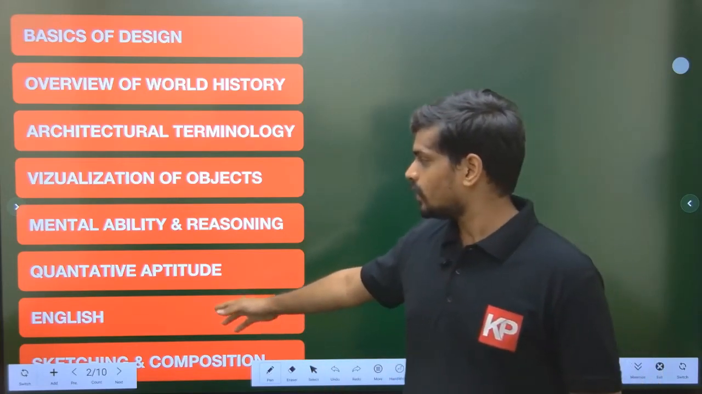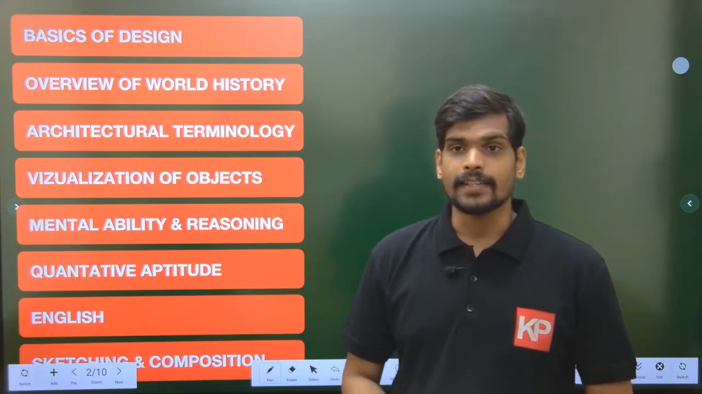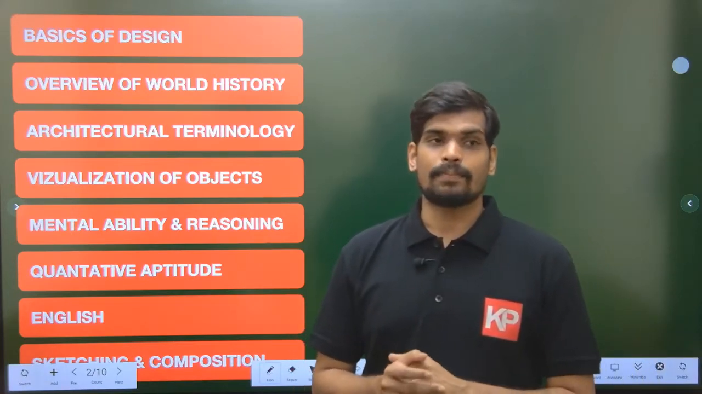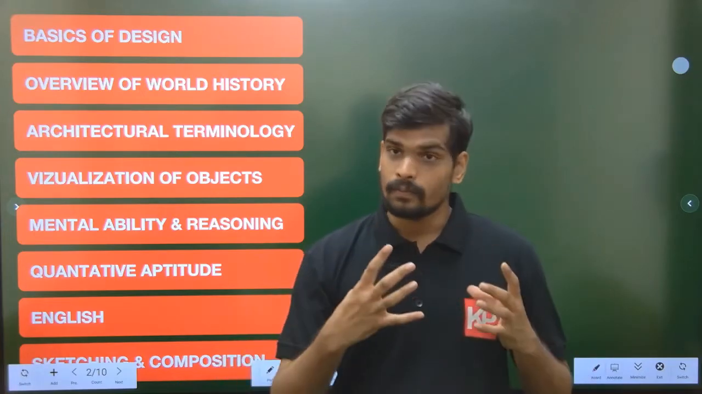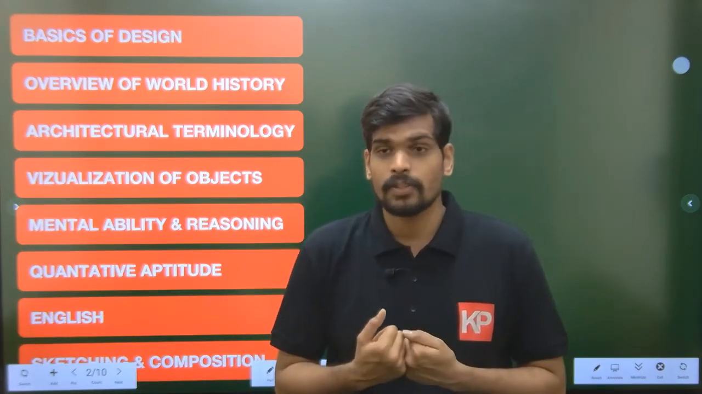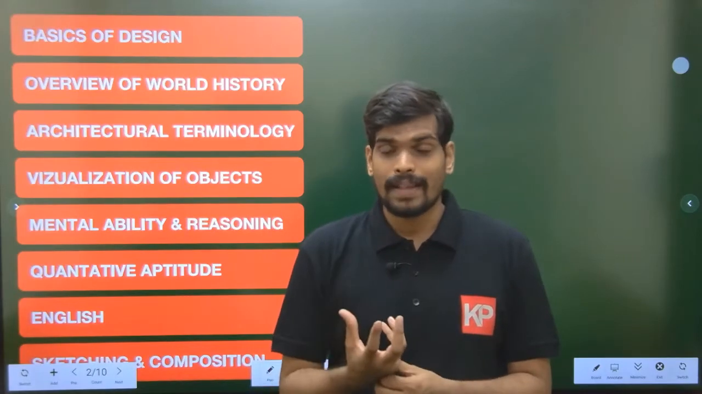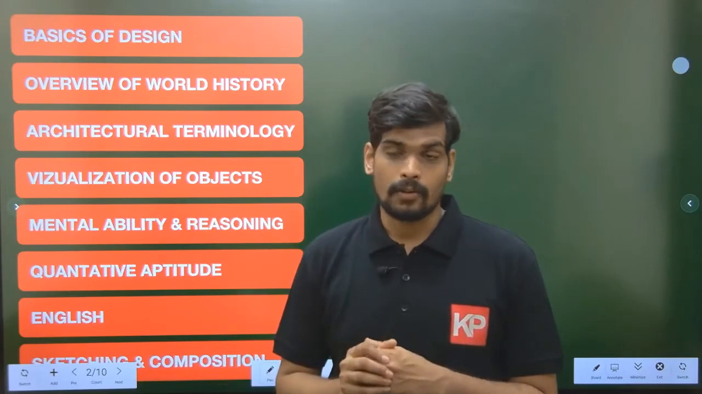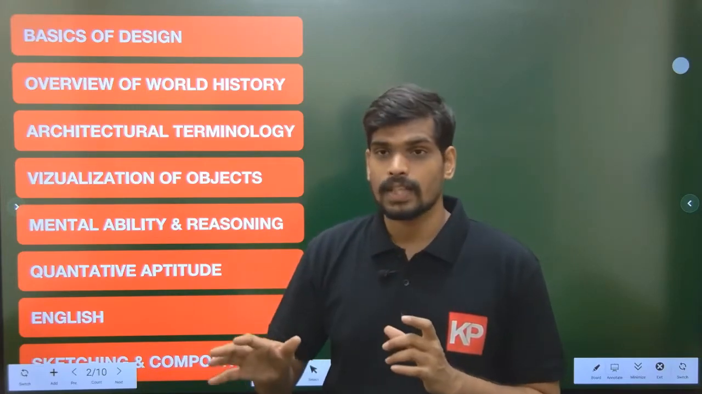Then you have the next module, 7th module, which is English or English comprehension, where we learn the aspects of verbal comprehension, where you get a passage and you need to answer questions based on that. What are the tricks, how to read passages quickly, because English comprehension is a part of the NATA examination syllabus. It is not for JEE Paper 2.